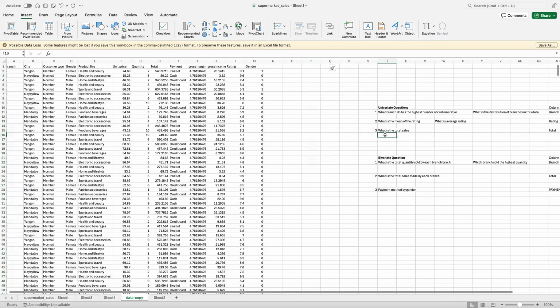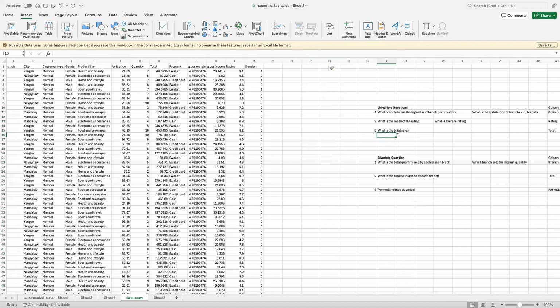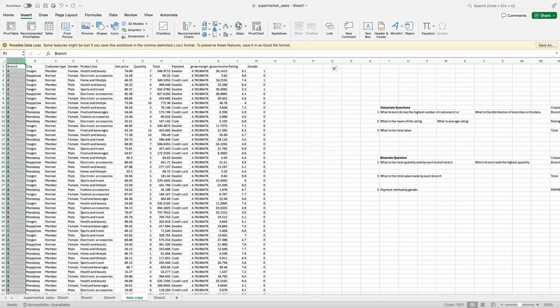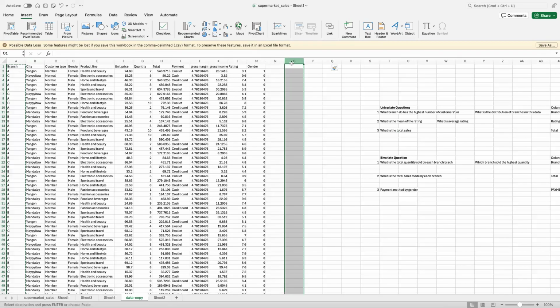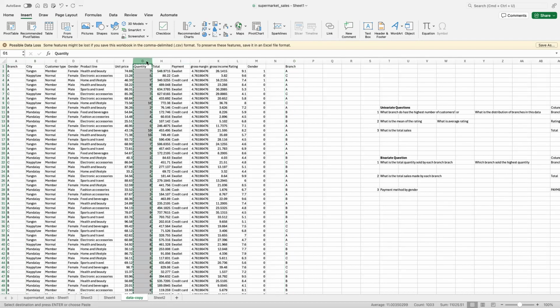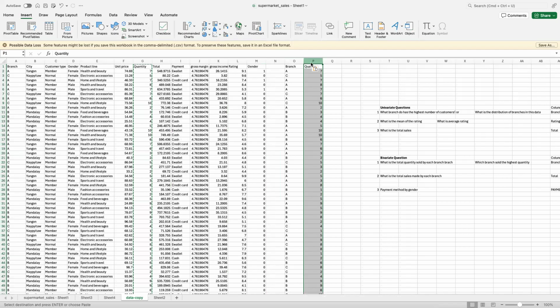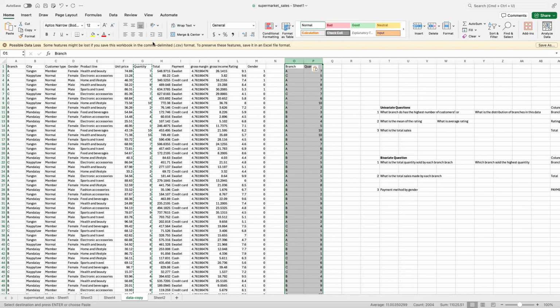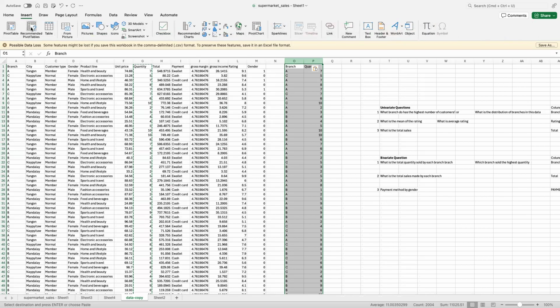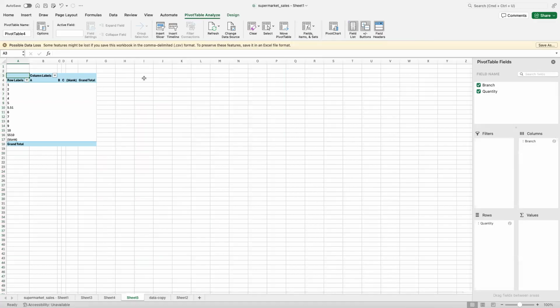Most times, what's best for a pivot table is to put the stuff together. So let's do the total quantity sold by each branch. You want to bring the branch column side by side with total quantity. And I think this is what I wanted to show you guys by playing around with stuff. So you select these two columns, click on insert, and click on recommended pivots.